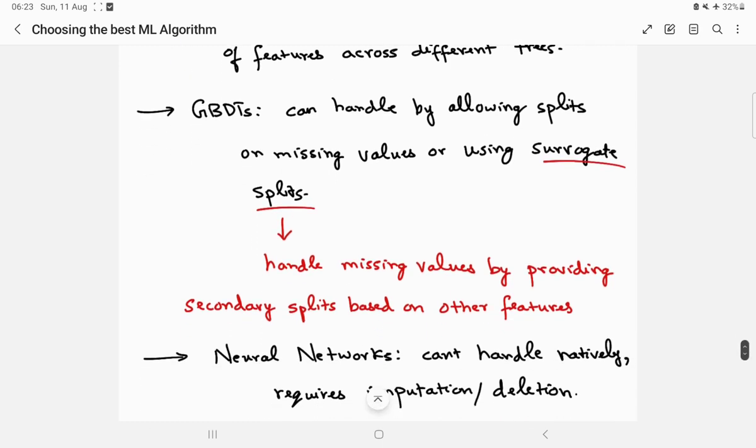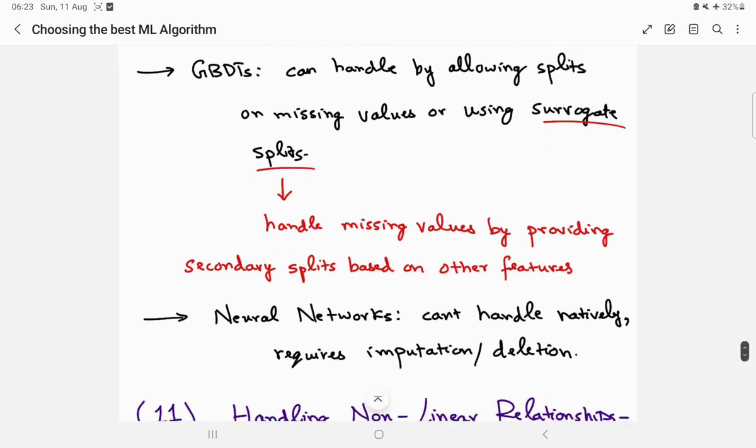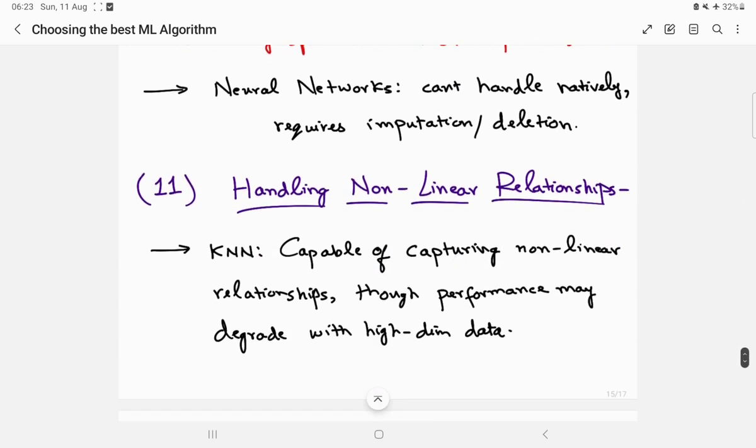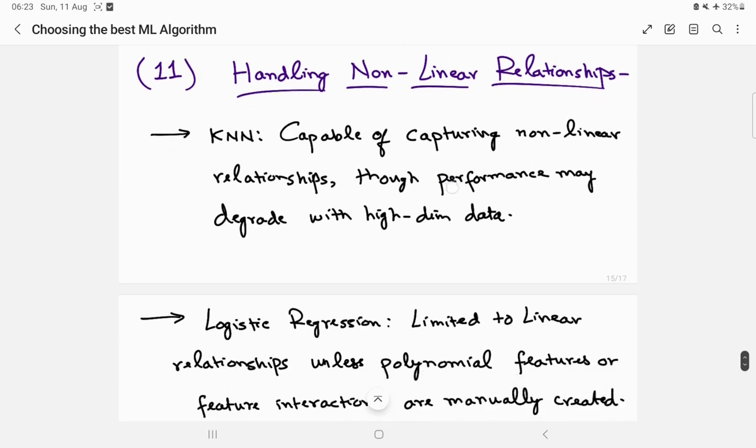And GBDTs can also handle missing data by allowing splits on missing values or using surrogate splits. The idea behind surrogate splits is to handle the missing values by providing secondary splits based on the other features. And neural networks also cannot handle missing data natively. They also require some sort of imputation or deletion of the missing data.